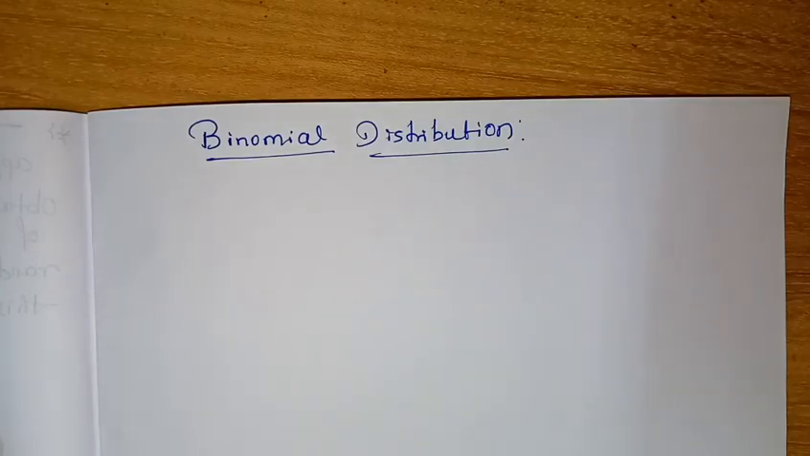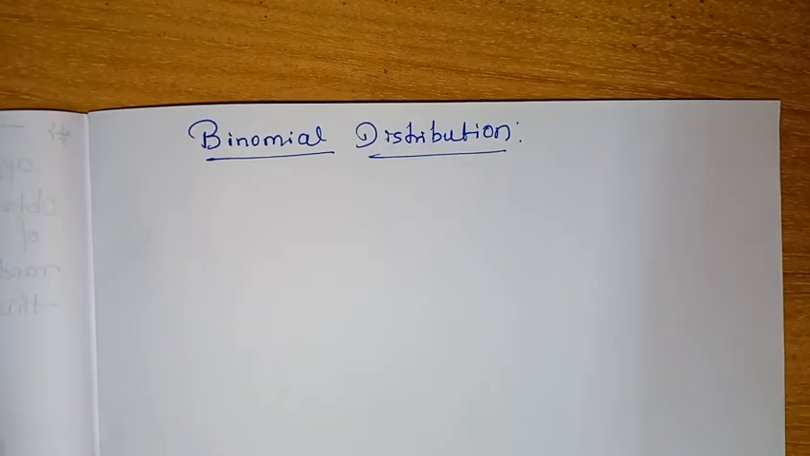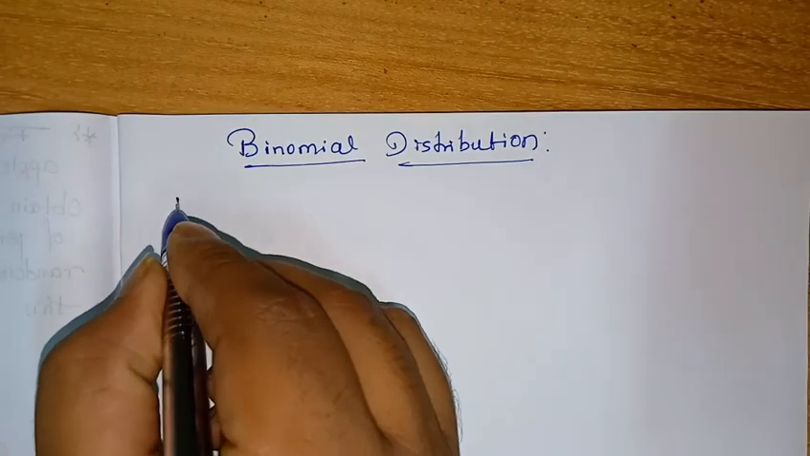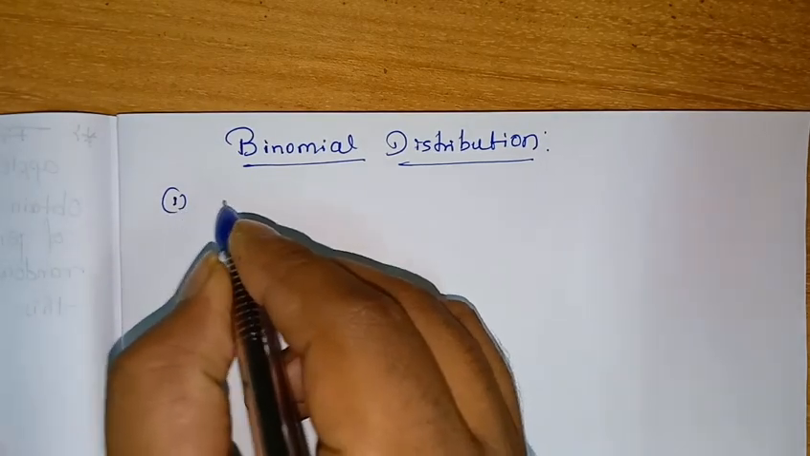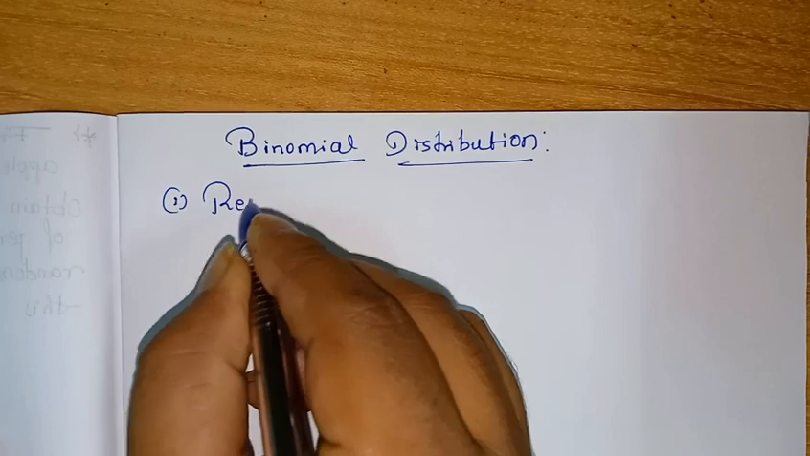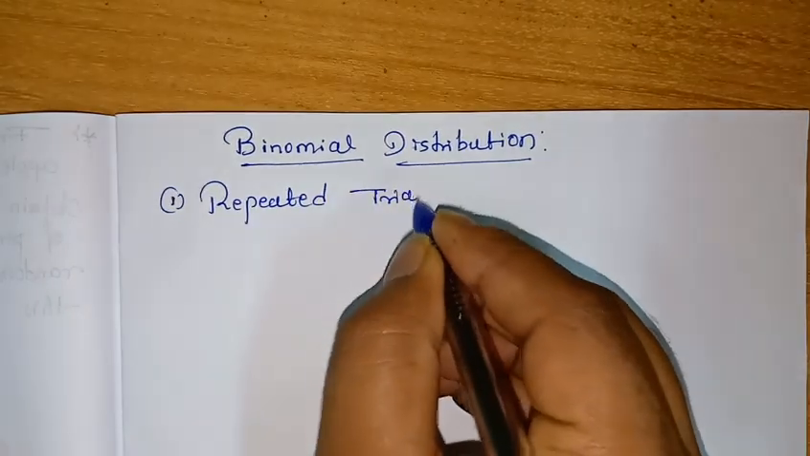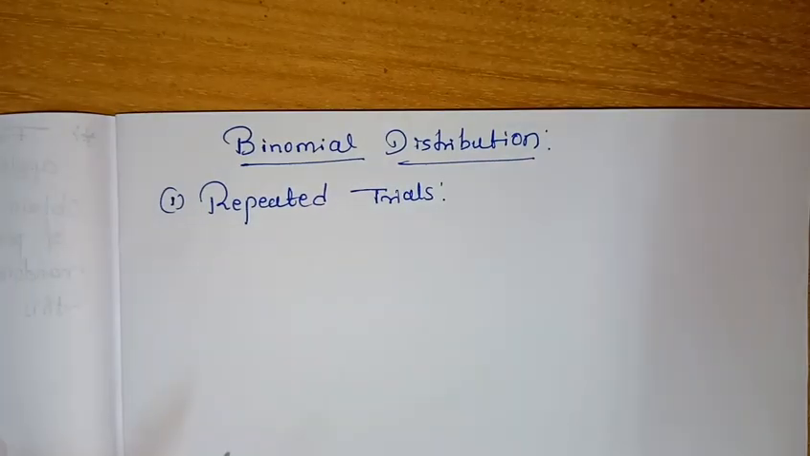So today we're going to deal with one of the distributions of probability, that is binomial distribution. It is one of the important distributions of probability. To go for binomial distribution, we should have some prerequisites. So what are those? The first important thing, we should know what repeated trials are. This is very important.